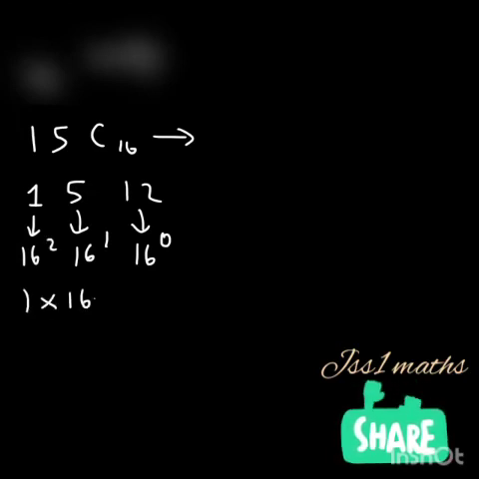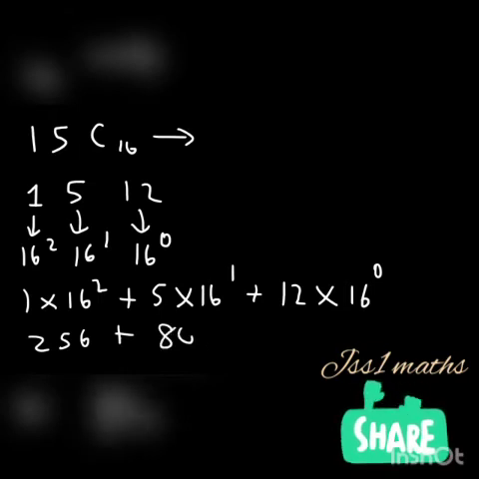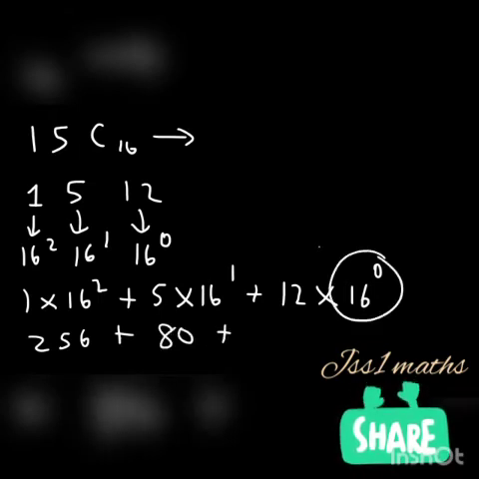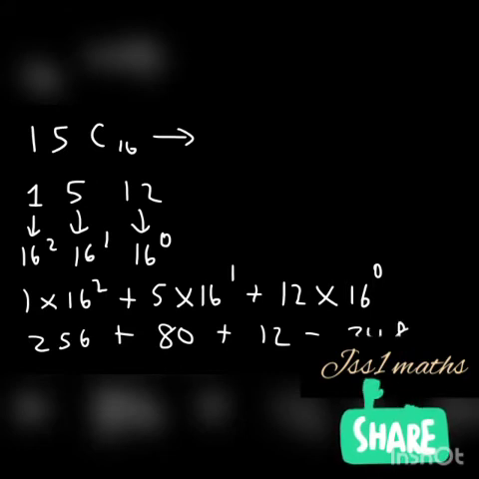So it's 1 times 16 squared plus 5 times 16 to the first power plus 12 times 16 to the 0 power. 16 squared is 256. 5 times 16 is 80. 16 to the 0 power is 1, so we have 12 times 1, which is 12. And adding these three numbers will give us 348.